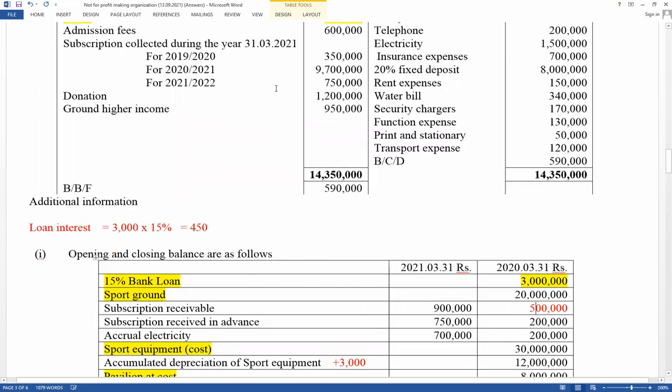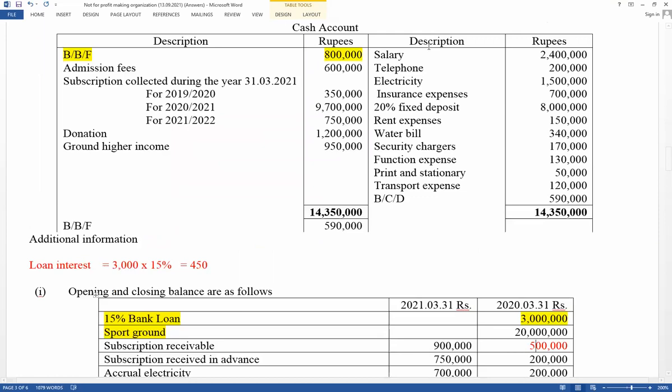Think about the cash account. It has given the composition of subscription received amounts. Very important. On the cash account debit side, it has given the subscription received amount for this financial year. Subscription received during the accounting period for last year: this is the received amount for last year, but this is the receivable amount. Receivable amount for last year equals 500,000, but received for last year. Think about last year, the year ended 31st March 20. This is last year, the 19-20 period.